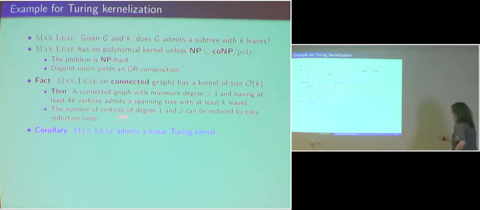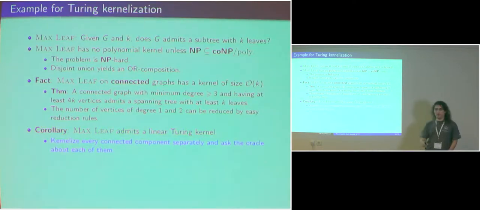So the corollary is that this max-leaf problem actually has a linear Turing kernel, because what I can do, I can just look at every connected component separately, and I can just apply my kernelization there and ask the oracle about this connected component separately. Yeah, so I make n oracle calls at most.